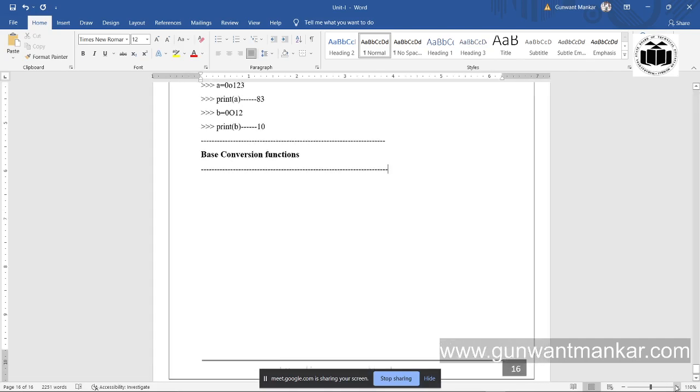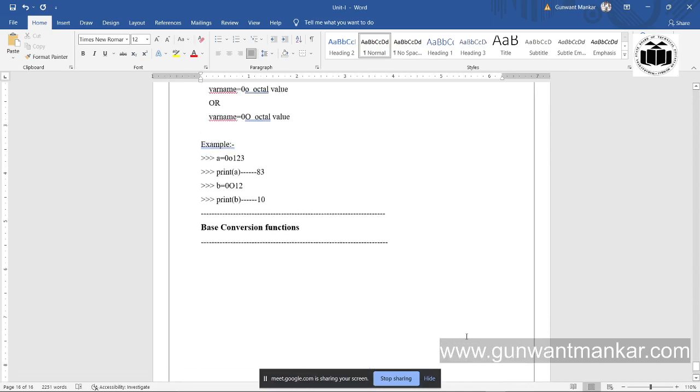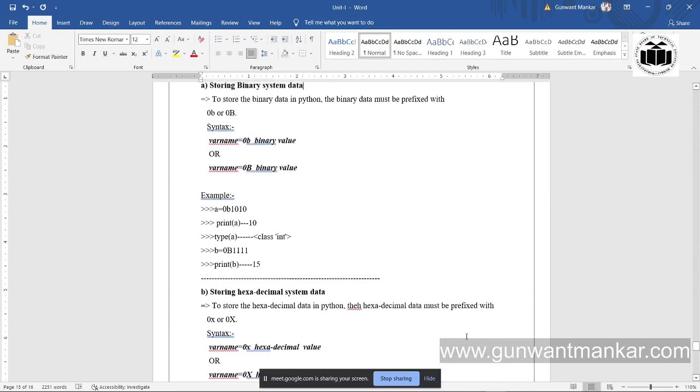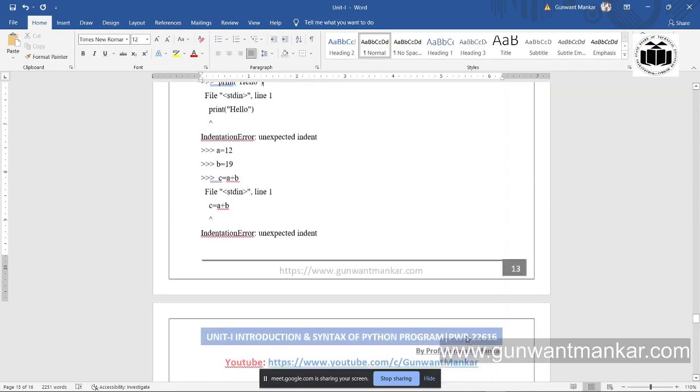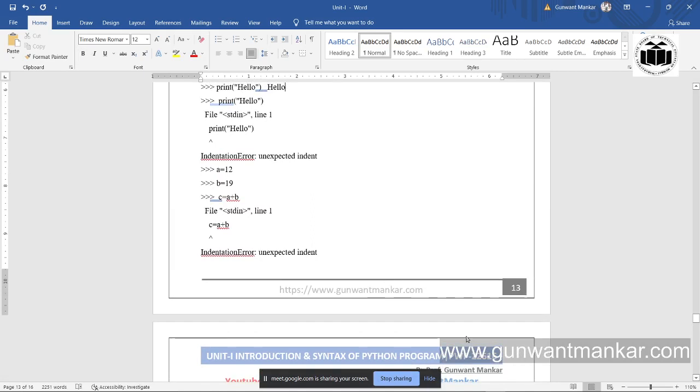We have seen data types. Which data type? Functional category data type. Okay, can you remember what are the functional data types? Yes, anyone? What are the functional data types? Yes, anyone?